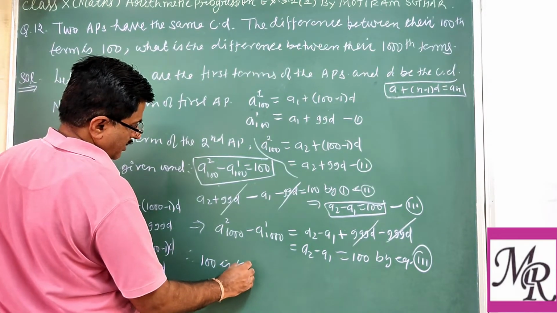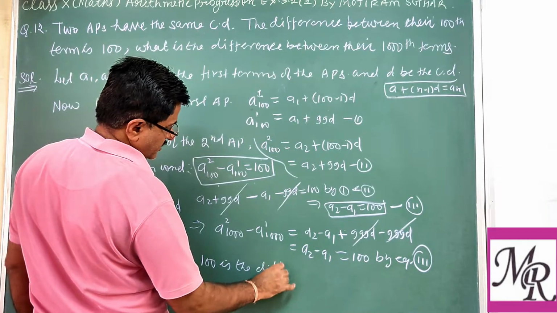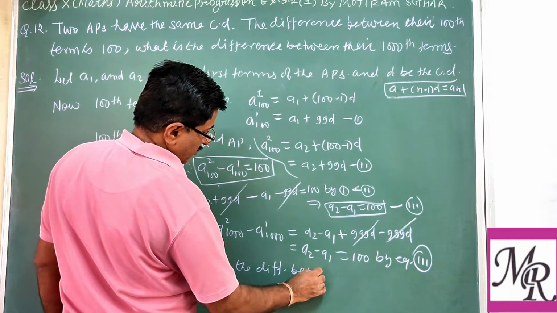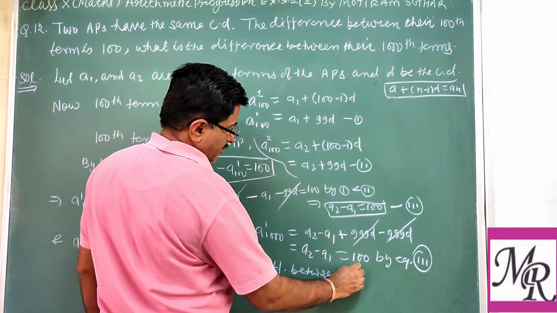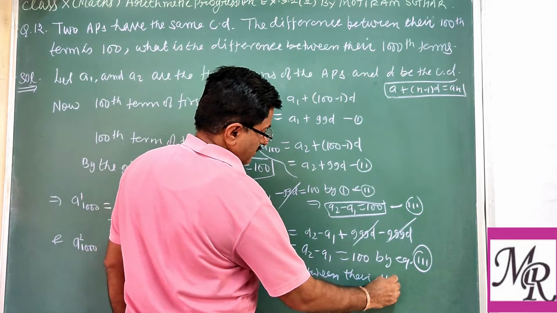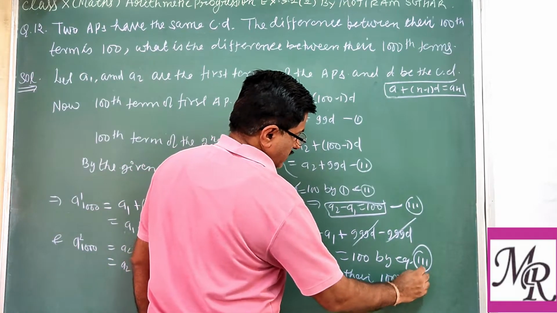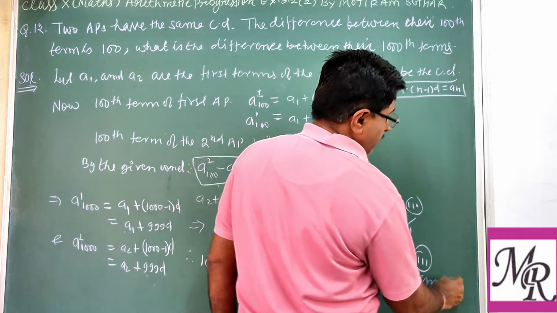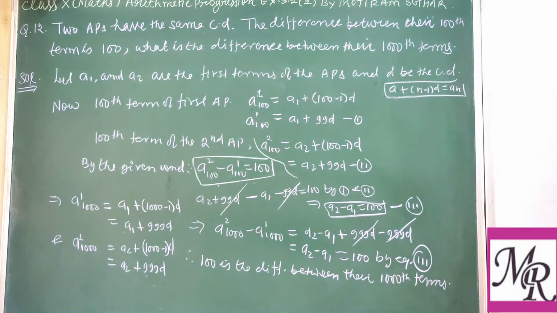100 is the difference between their 1000 terms. So in this way we can find the difference between their 1000 terms.